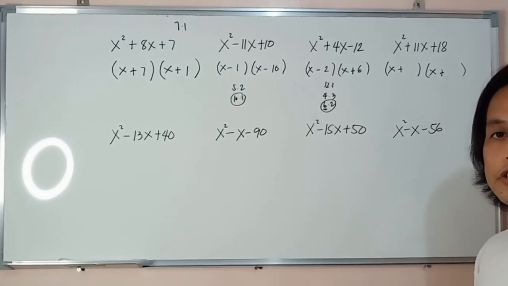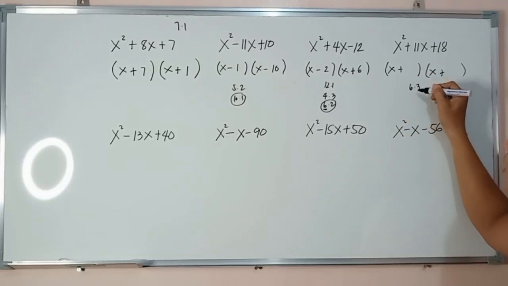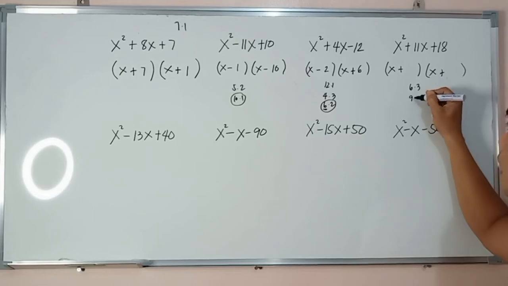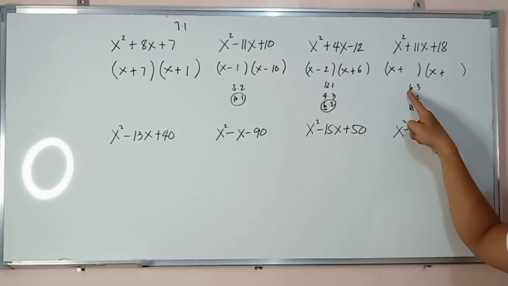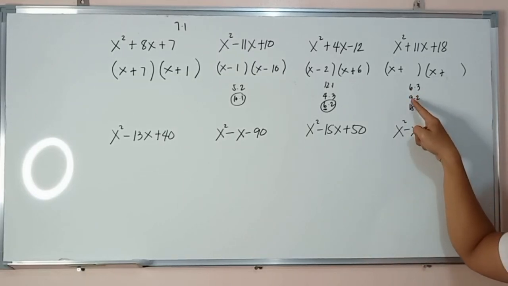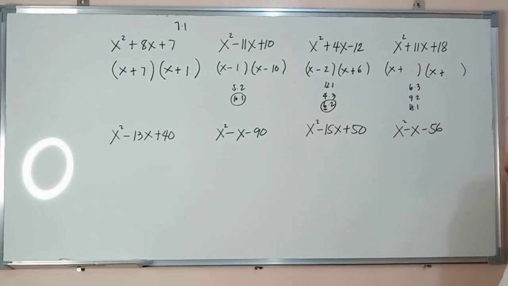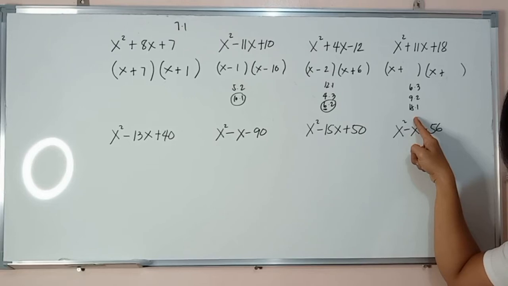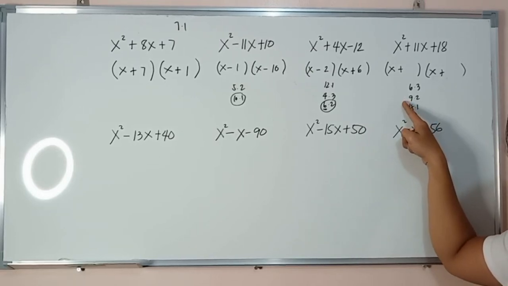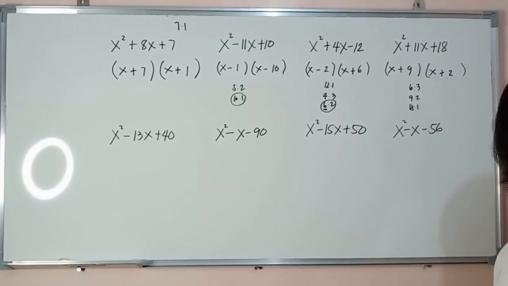And we get the factors of 18 that when added will give us 11. So we can have 3 times 6, 9 times 2, or 18 times 1. But when we add, 6 plus 3 will give us 9, and 9 plus 2 will give us 11. So we are looking for 11, and therefore we will be using the factors 9 times 2. Of course, we cannot use 18 times 1 because this will give us 19. So we can write 9 here and 2 here, or we can write x plus 2 times x plus 9.